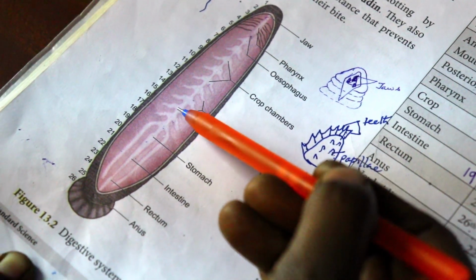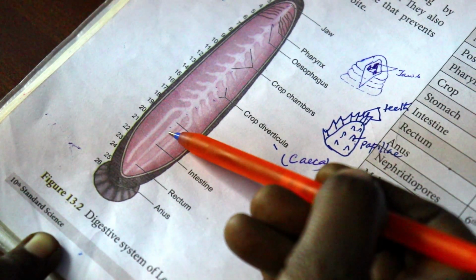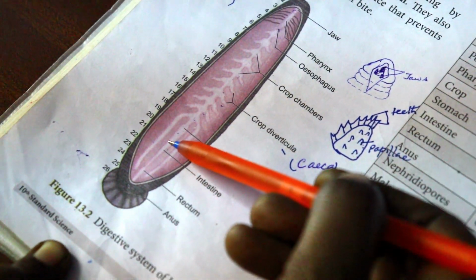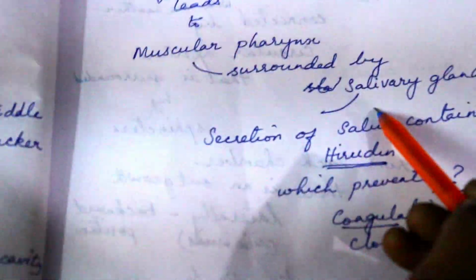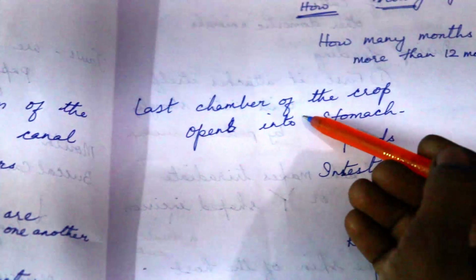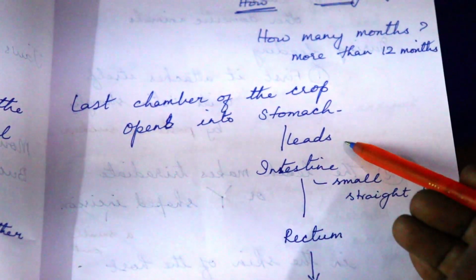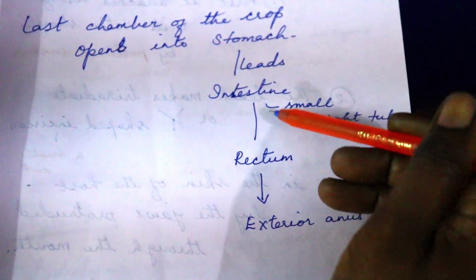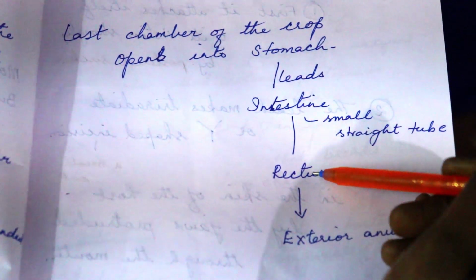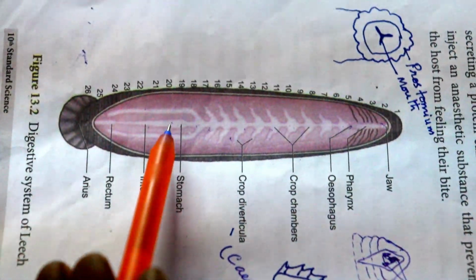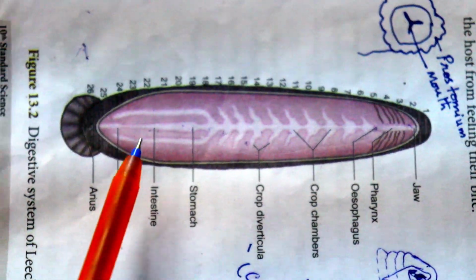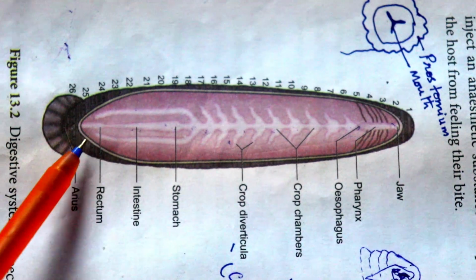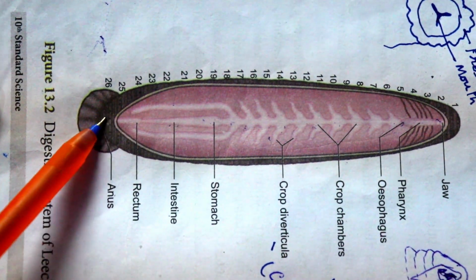After that, the sucked blood will be passed on to the stomach. Now in the stomach the digestion takes place. We can see the last chamber of the crop opens into the stomach, that leads to the intestine, and this intestine is a small straight tube, and that leads to the rectum, and that leads to the exterior anus pore.